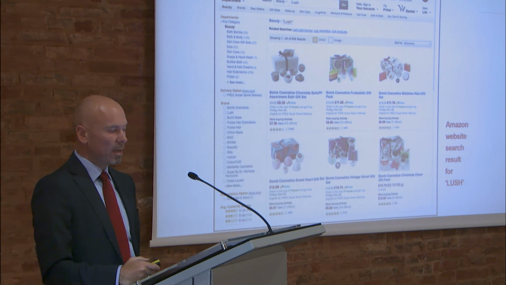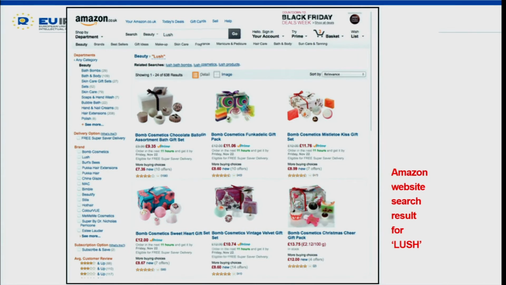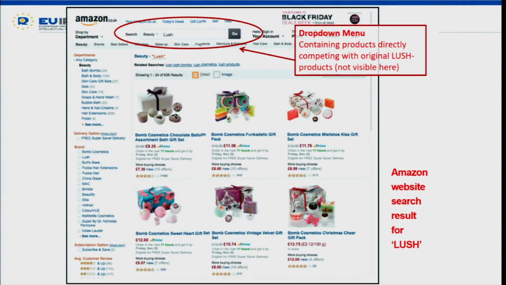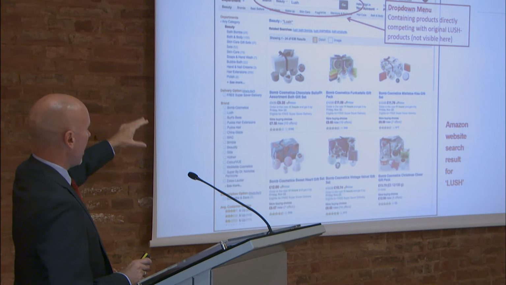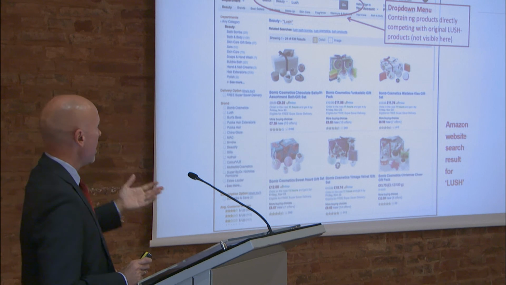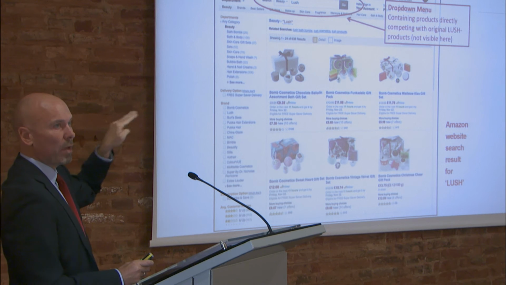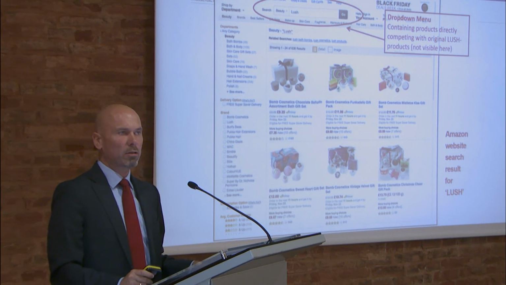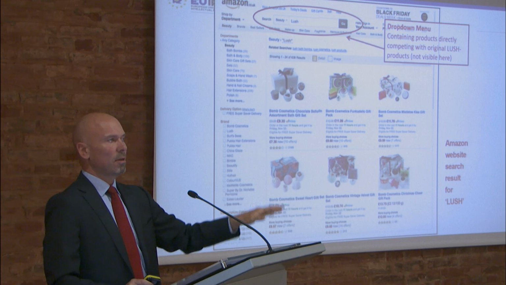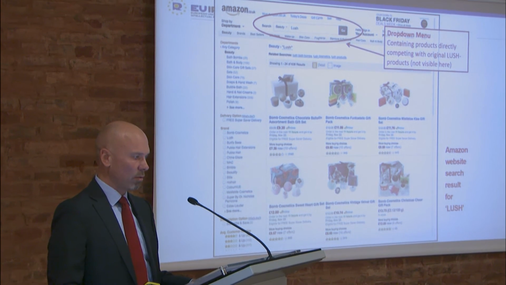The interesting thing is how the website is presenting internal search results. So, if searching for Lush on the web page, there would come a drop-down menu containing products directly competing with original Lush products. You cannot see this drop down here, unfortunately. It was not possible for me to recreate. But basically, by doing that, there would come a drop-down menu with competing cosmetic products that was coming from other companies than the Cosmetic Warrior company that held the trademark.